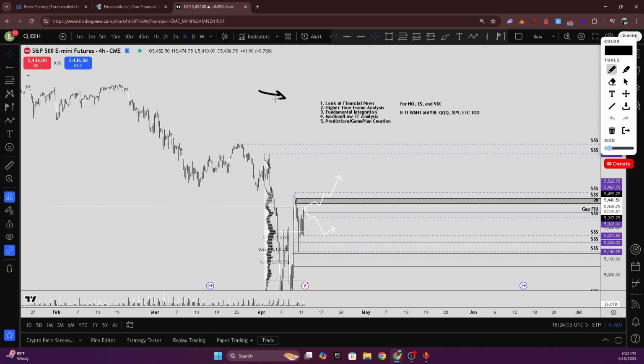Once again, first step is to look at financial news, whether that be through Forex Factory or Financial Juice. Second step is to look at higher time frames on the chart. Third step is to integrate fundamental analysis into your chart analysis on the higher time frames. Then the fourth step is to look at medium and low time frames to see whatever you can see on those lower time frames as well, because sometimes you'll be missing some zones or levels, depending on your strategy. And then finally, you want to create some predictions or set your game plan up for the week on your main tools of analysis.